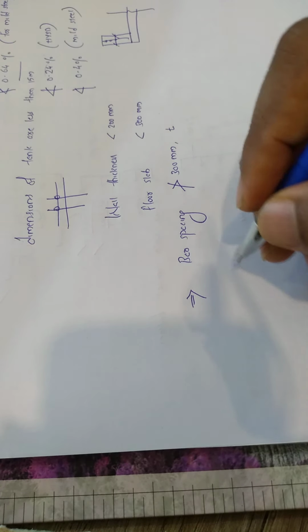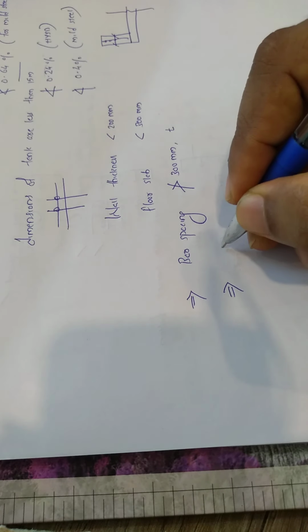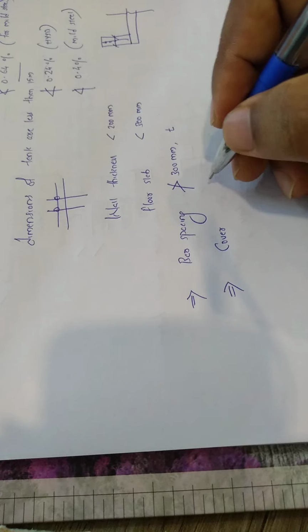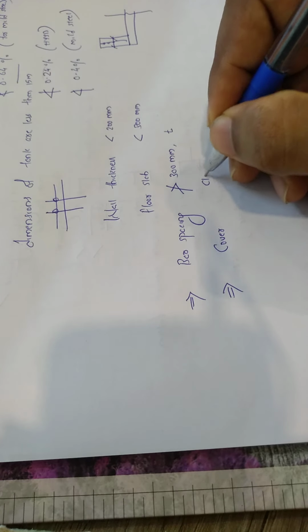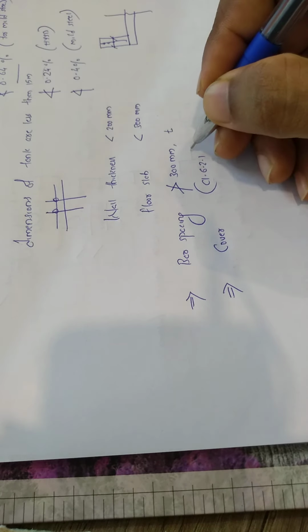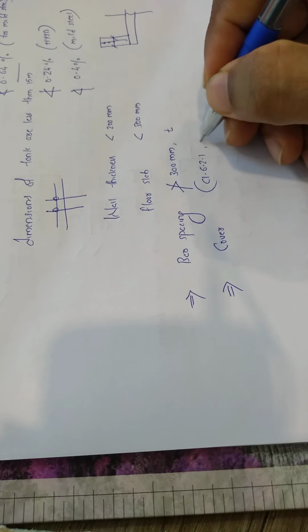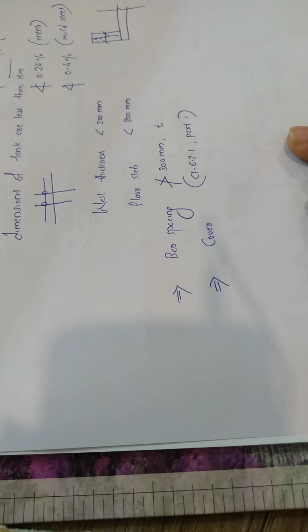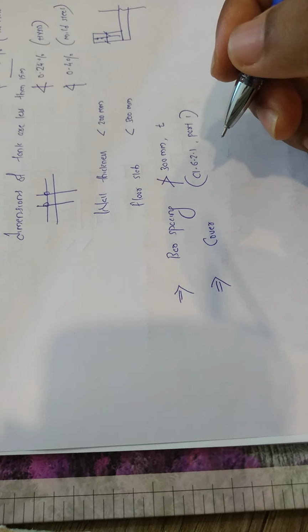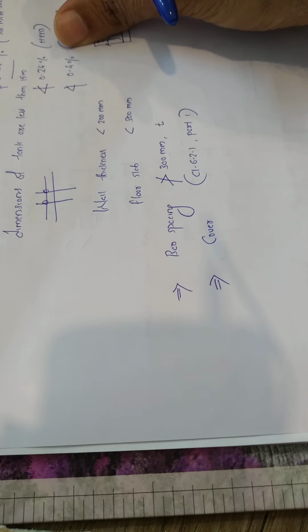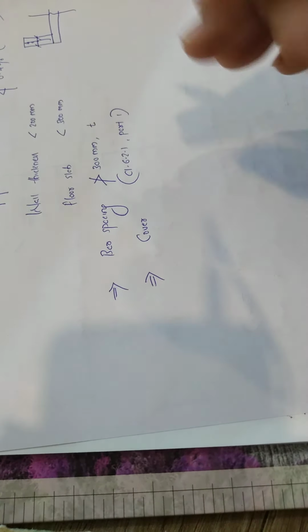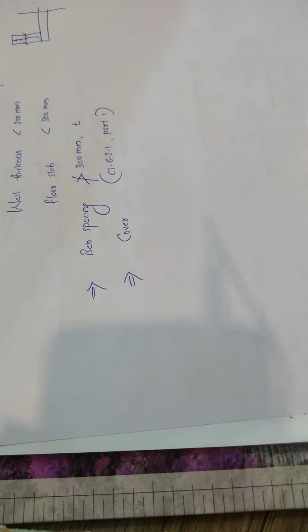Then the code also specifies the cover which we need to provide to the reinforcement, that is given in clause 6.2.1 of Part 1, and there it says this can be based on the exposure conditions that we have already seen in our IS 456. The same value can be used over here in case of water tank also.